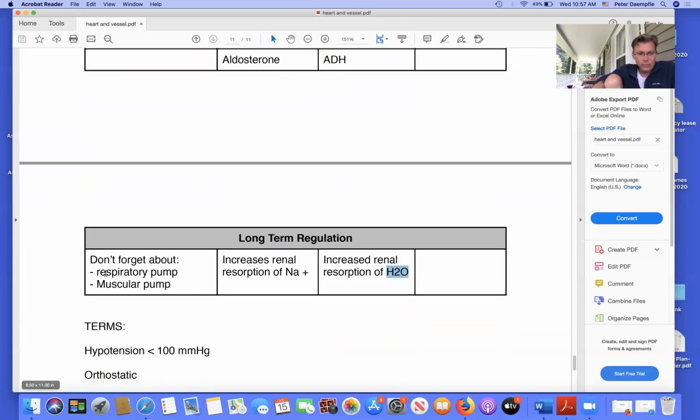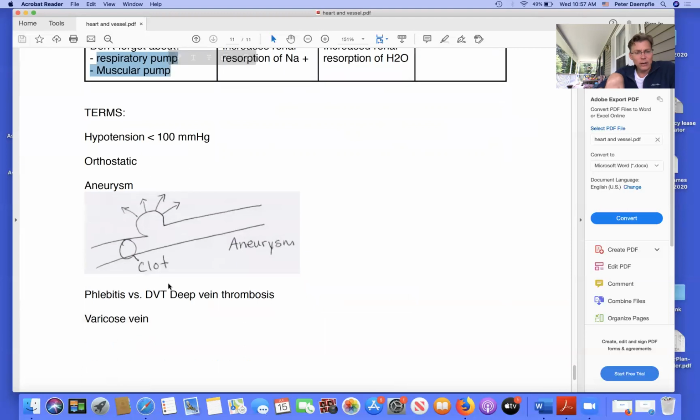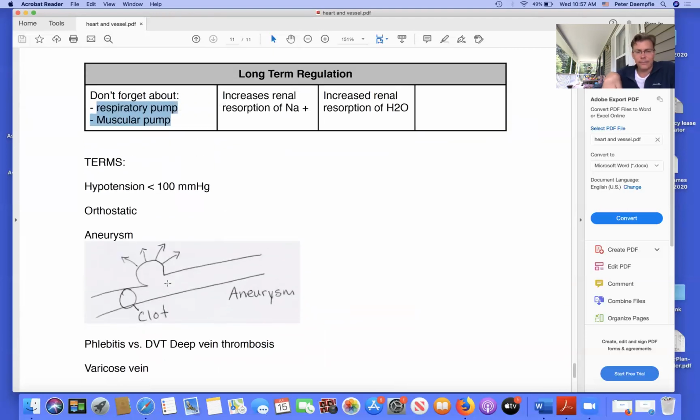Don't forget about the respiratory and muscular pump. These are very important, exercise and breathing, to get the blood flowing and reduce strain on the heart and blood pressure. Last but not least, I want you to know these terms about the blood vessel system.